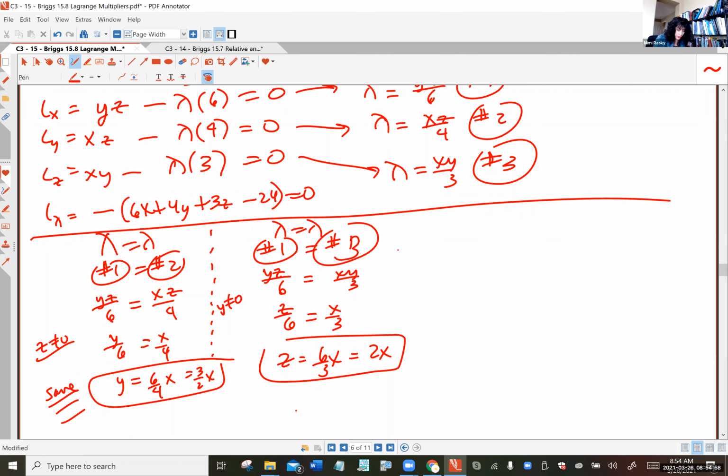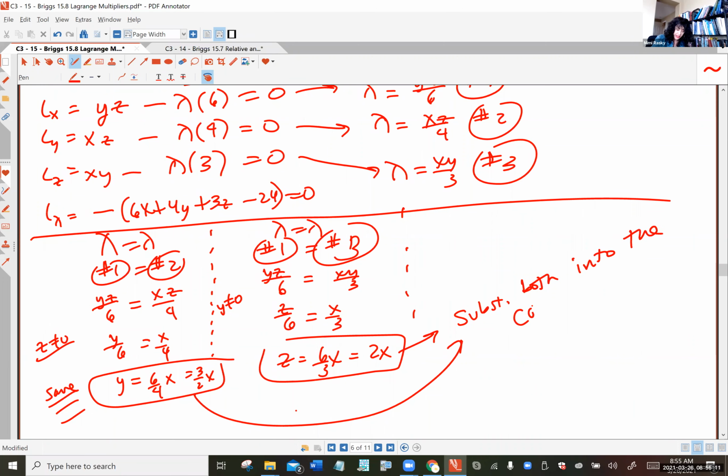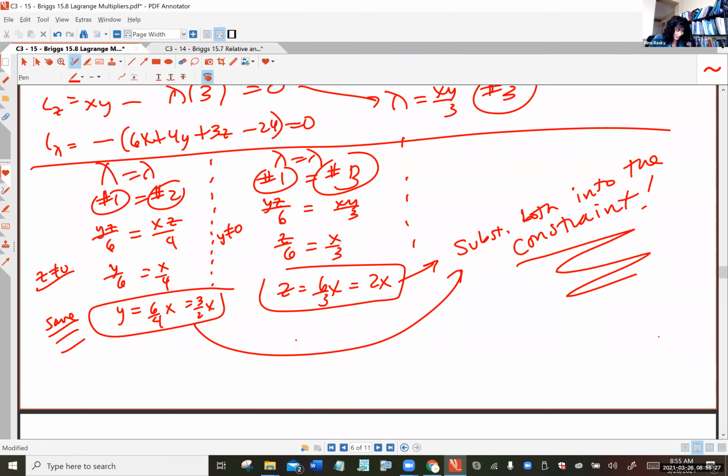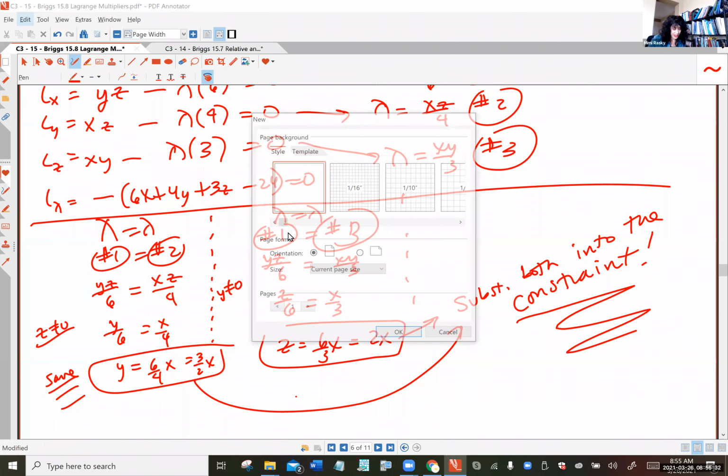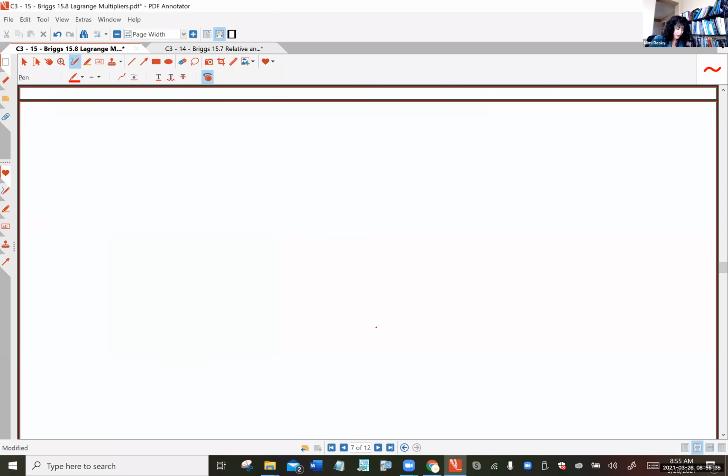Now what? I use both of these variables, y equals 3/2 x and z equals 2x, and substitute both into the constraint. That's the next move. So why is that useful? Because then the constraint will have only one variable in it, x, and then we'll be able to get the x and then use that info to get the y and get the z, and then we'll be pretty much done. Yay! And then we win the game. And that's the whole point, right? You want to win the game? Well, hopefully.